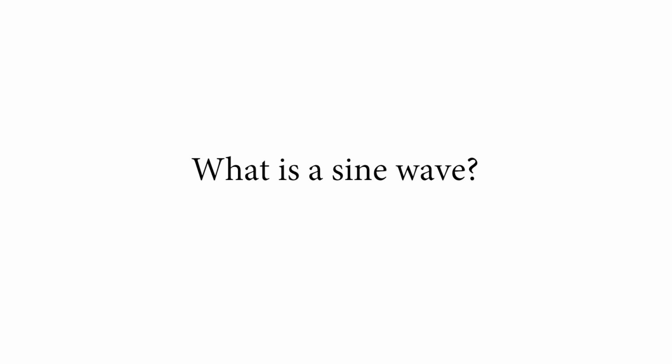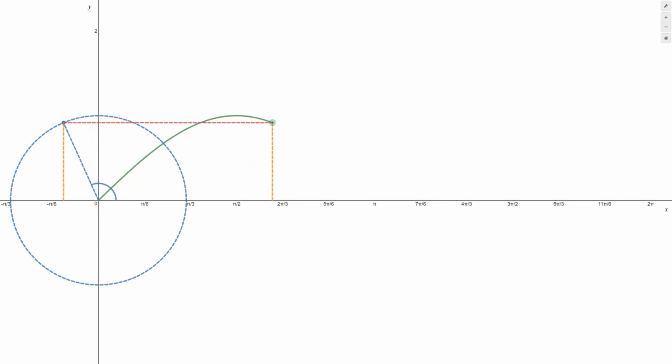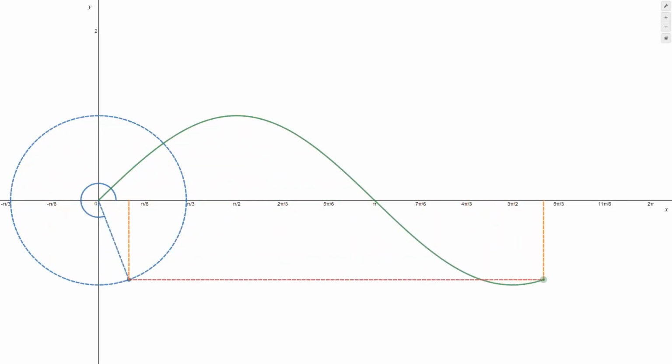What is a sine wave? First of all, imagine you're tracing the circumference of a circle. On another graph, you keep the y value the same, but the x value is equal to the angle subtended by the arc you have created.